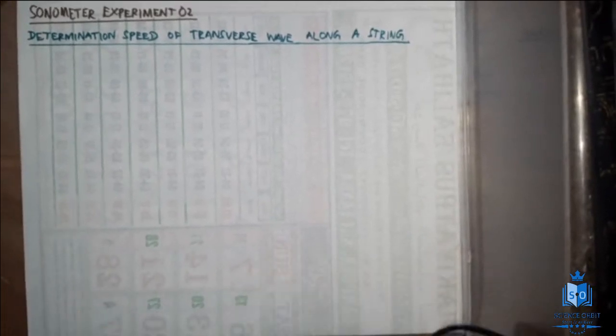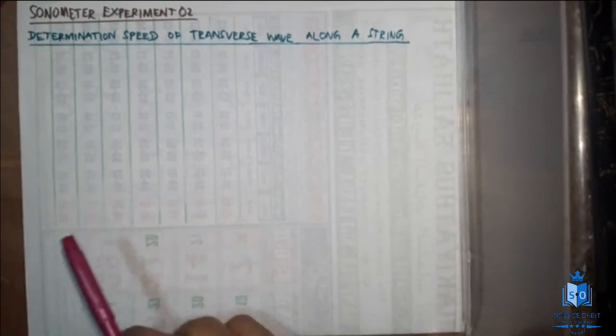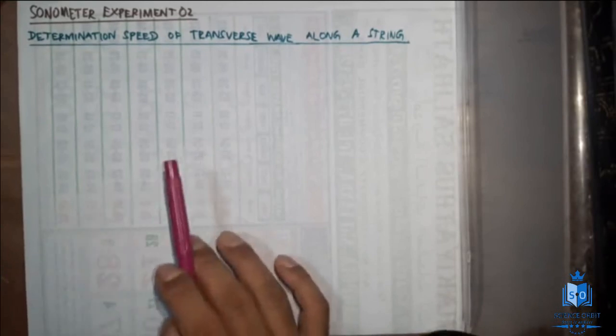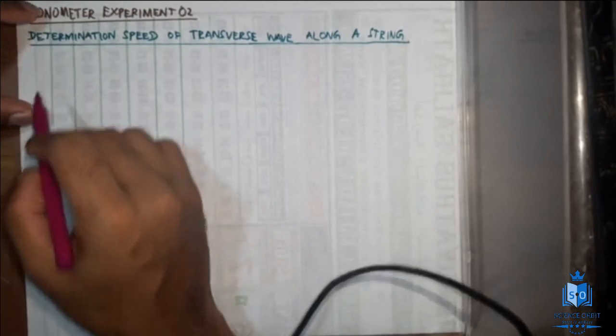Again, we are going to use the sonometer. In the earlier experiment, we used one tuning fork. In this experiment, we are going to use a set of tuning forks, and we are going to plot a graph and get the results. Let us see the experimental setup.